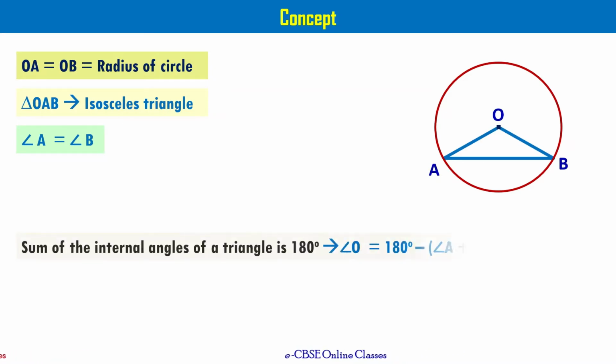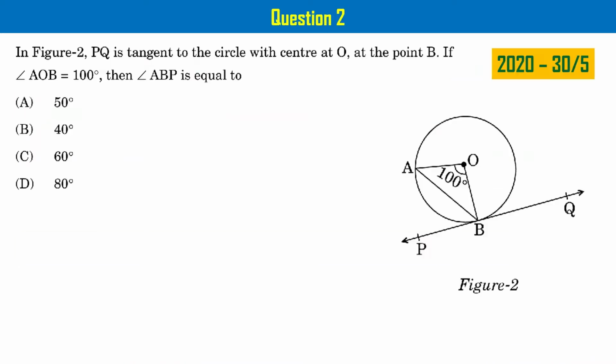And we also know that the sum of the internal angles of a triangle is 180 degrees. So using that, we can write angle O as 180 degrees minus (angle A plus angle B). Or in other words, angle A plus angle B equals 180 degrees minus angle O. Please take a note of this. Now let's go back to the problem. Here, we are asked to find angle ABP, which is shown using the red line in the figure.